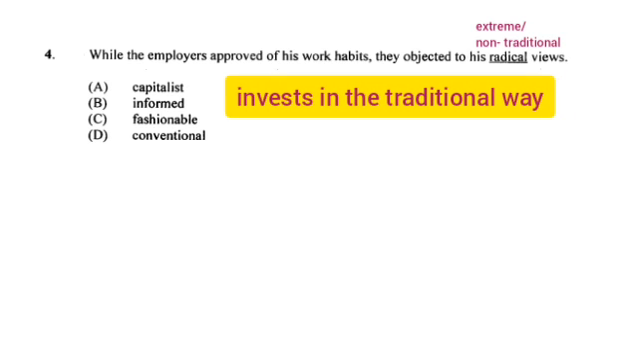Item 4. While the employers approved of his work habits, they objected to his radical views. The answer options are A, capitalist, B, informed, C, fashionable, and D, conventional. The word radical means that you are extreme, you are revolutionary, you make drastic change to some things, you think outside of the box. A capitalist is an investor who invests in the traditional way.